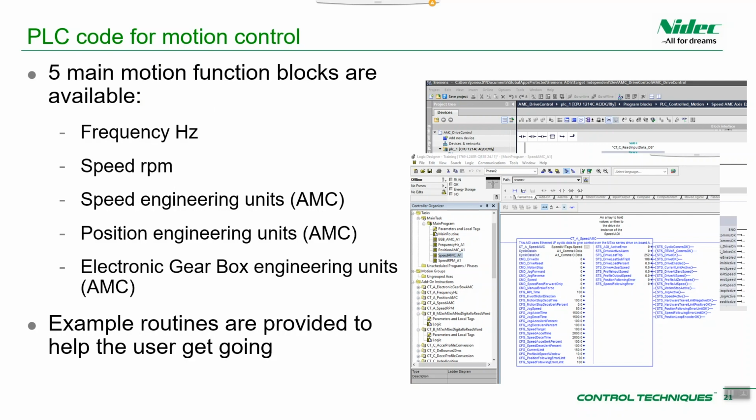So, as we said before, when we were looking through the drive setup tool, there are 5 main function blocks available. So we have an open loop frequency operation interface. We have a speed interface that operates in RPM units, so it's closed loop. We have speed in engineering units using the drive's onboard motion controller. Positioning in engineering units, also using the drive's onboard motion controller. And electronic gearbox, also in engineering units using the onboard motion controller.